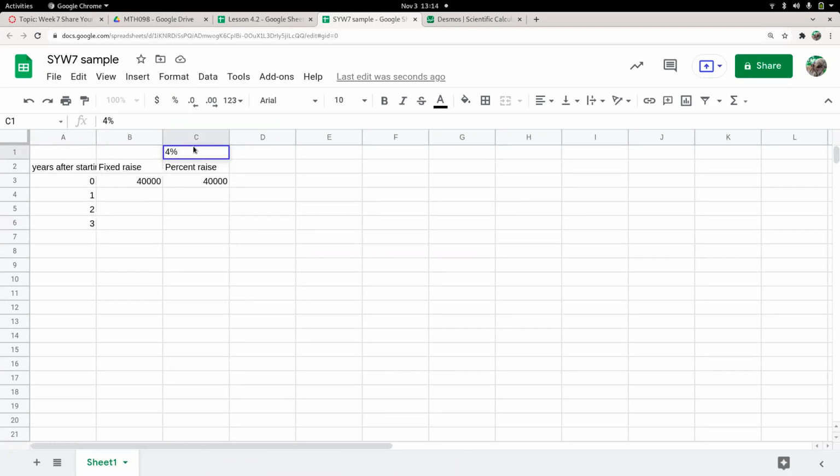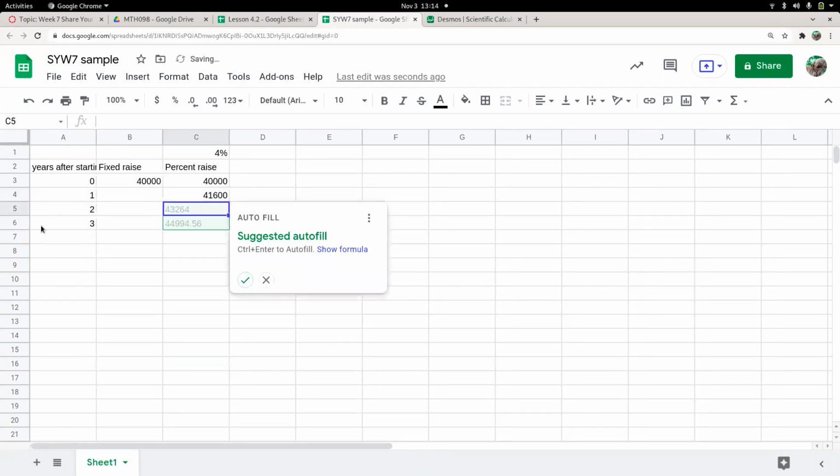4%. Okay, so remember, when we have a percent increase like this, we have to do the multiplier. That's the 1 plus. So the formula for this one right here is going to be starting with the 40,000. So I'm just going to type that in, 40,000 times parentheses 1 plus 4% as a decimal, 0.04, close your parentheses, raised to the power 1. So that's my percent raise. So I don't want to fill it down yet. So after the first year, I'm going to get 4% of 40,000, which is $1,600. I'm going to get a $1,600 raise.